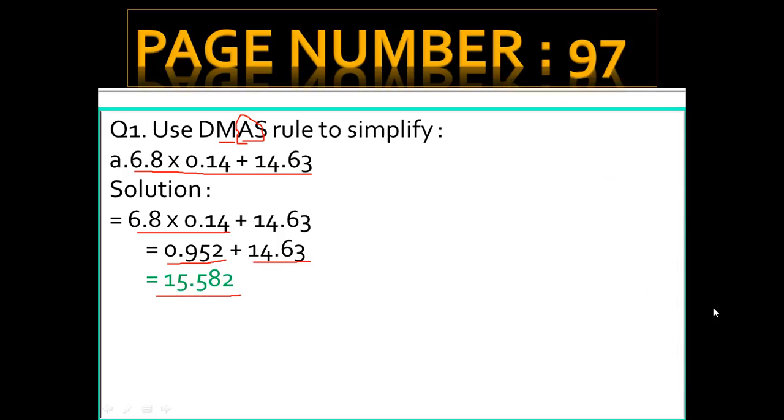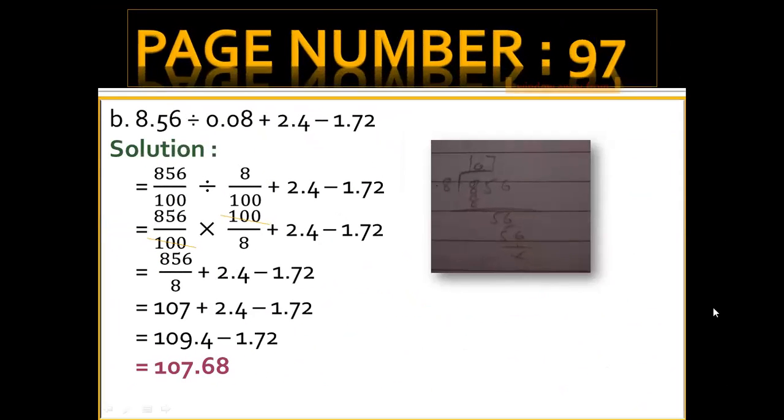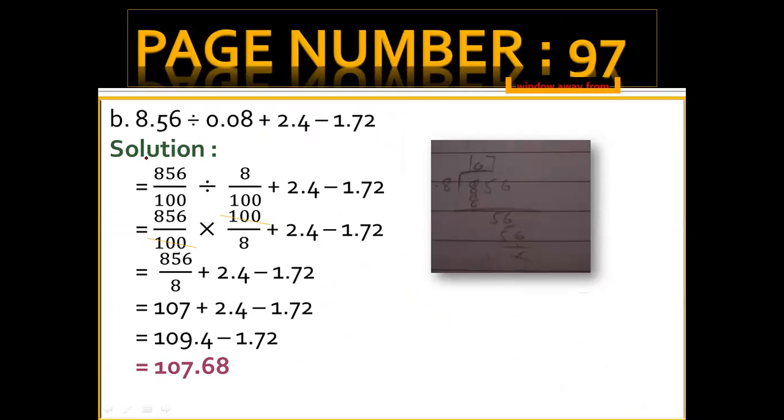Part B, 8.56 divided by 0.08 plus 2.4 minus 1.72. Now, 3 operations at a time are given in the question: division, addition, and subtraction. Which operation will we do first? Division. 8.56 divided by 0.08.